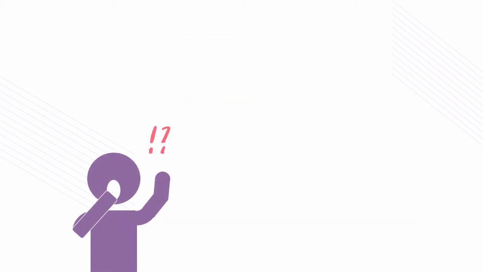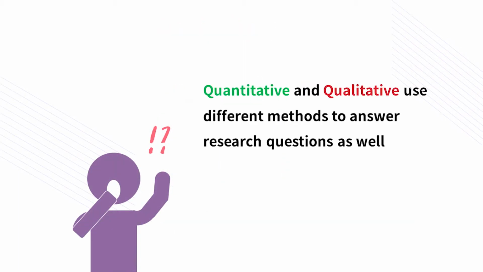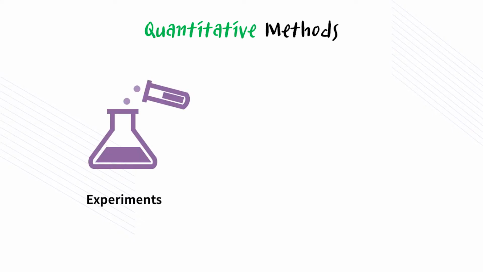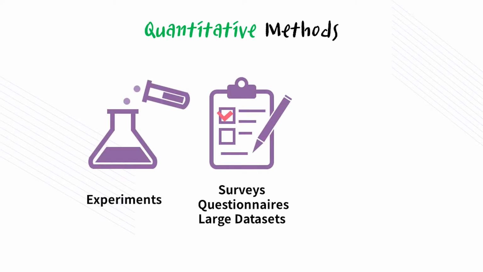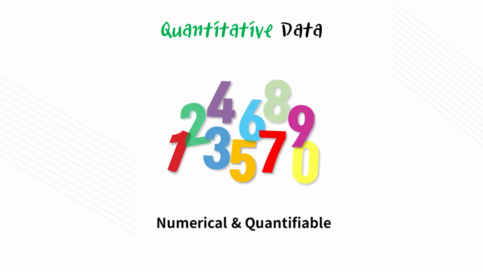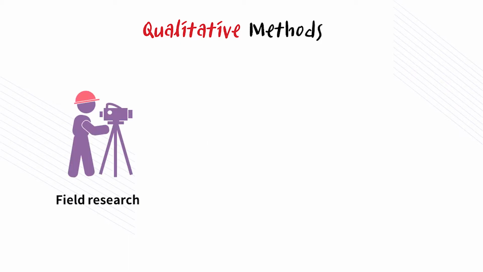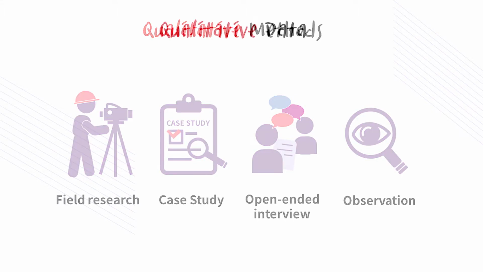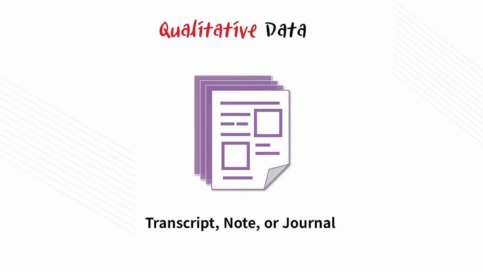Because quantitative and qualitative have different goals, these two studies will use different methods to answer research questions as well. The quantitative may use experiments, surveys, questionnaires, large datasets, structured interviews, and observations. Data in a quantitative study is numerical and quantifiable, while the qualitative methods are field research, case studies, open-ended interviews, and observations. The data of a qualitative study might be transcripts, notes, or journals.